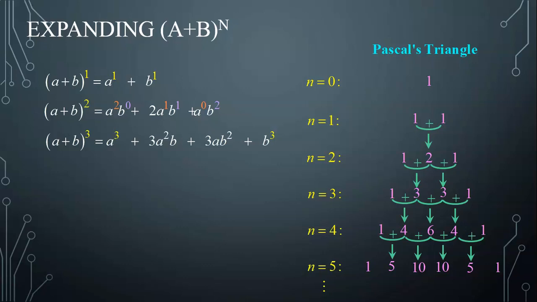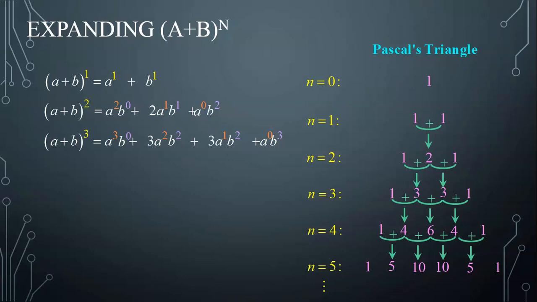Let us see if that works for n equals 3. We notice that a starts with a^3, then we have a^2, then a^1, and there's no a in the last term, so that is a^0. And again, as for b, we start with b^0 and increase all the way to b^3. Then the pattern is found.